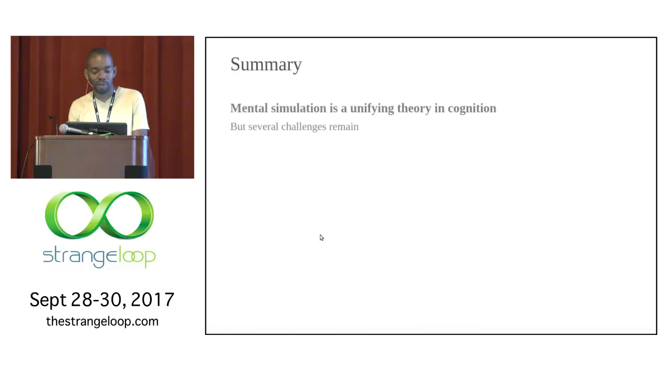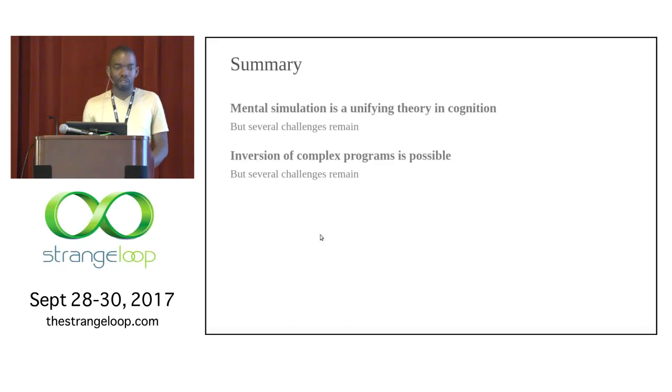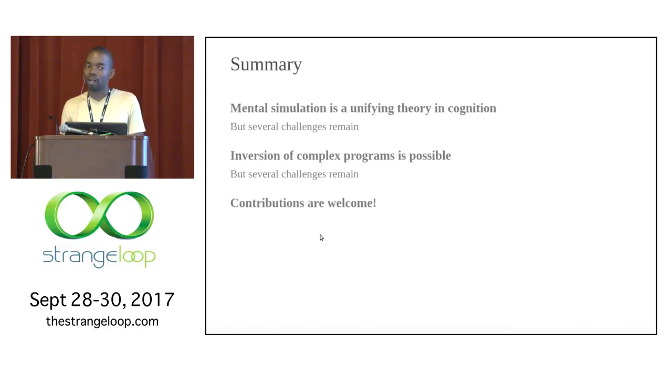OK, so just about to wrap up. The main idea I wanted to show you was that mental simulation is this cool idea. It has all these problems. It's very hard. But I think it can offer a way that we can think about a more general kind of human intelligence. To do this, I think we need to invert programs. And I've shown you a way that we're trying to do it. We think it can scale to bigger programs, and this is what we're working on actively. Both of these things are very hard. Contributions are welcome. If you're interested in this kind of thing, come and talk to me. Yeah, that's it. Thanks a lot.